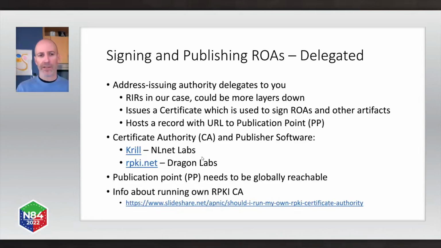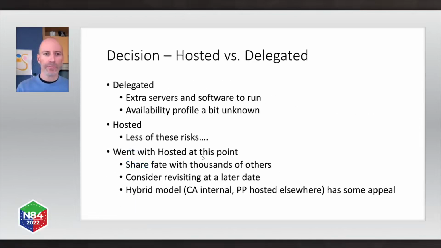And there's some slides here that someone else made that might help one think. They're a couple of years old, but they might help you think through whether or not you want to run your own certificate authority. So when we thought about it, okay, hosted versus delegated. Delegated has extra servers and software. Availability is a little bit unknown. And if we go with the hosted, we have less of these risks. So we share fate with all the other people, say using ARIN, but we might consider it at a later date. There's also some RIRs starting to offer what's called a hybrid model, where the CA is run by the delegated entity, but the publication point is hosted elsewhere. And that might be an appealing way to go at some future point.